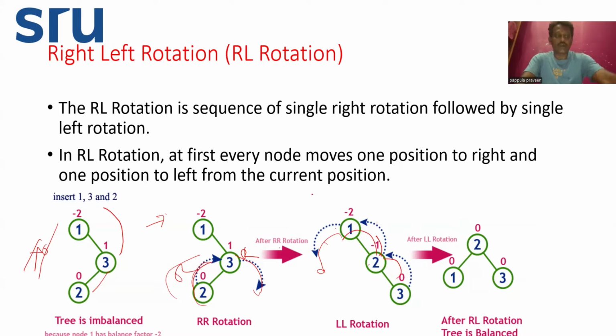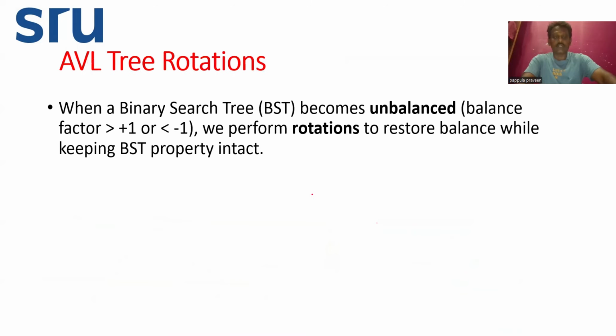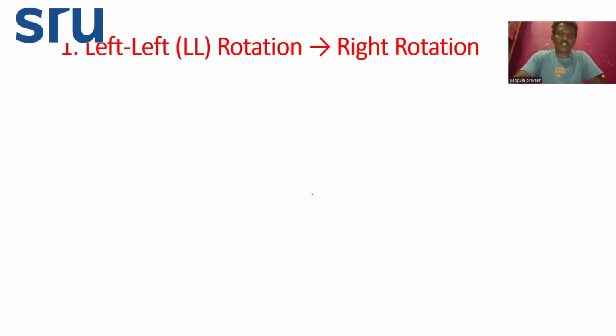So these are the 4 balancing rotations. One is the single rotation: left rotation and right rotation. Then double rotation: left right rotation and right left rotation. AVL trees are used when the binary search tree becomes unbalanced. Balance factor is -1, +1, or 0. We perform rotations to restore balance while keeping the BST property intact. So this is about the AVL trees. An AVL tree is a balanced binary search tree.